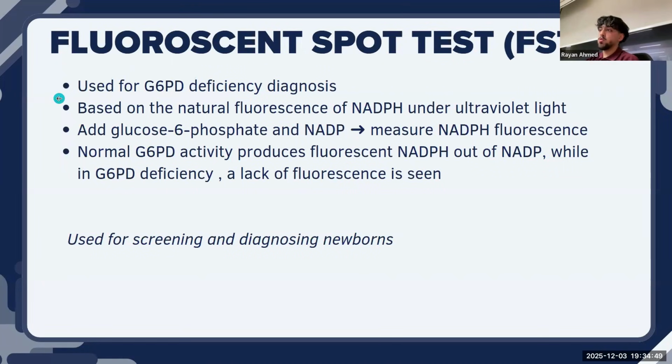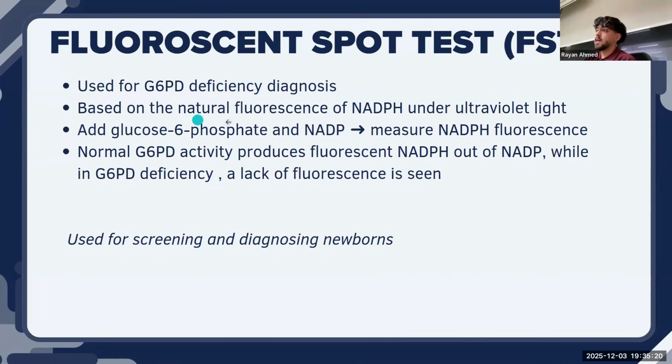So what is used for G6PD deficiency diagnosis? Fluorescent spot test, FST. If we want to diagnose G6PD deficiency, we can use the fluorescent spot test. How is it used? It's basically the natural fluorescence of NADPH under ultraviolet light. We add glucose 6 phosphate, where it all starts. Remember in the pentose phosphate pathway, we have glucose 6 phosphate and NADP.